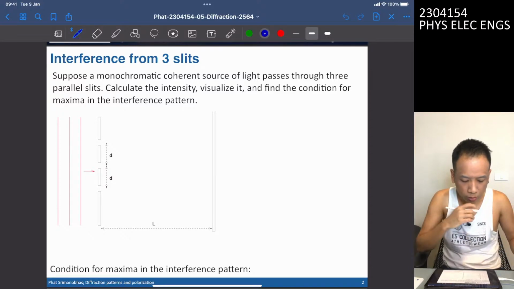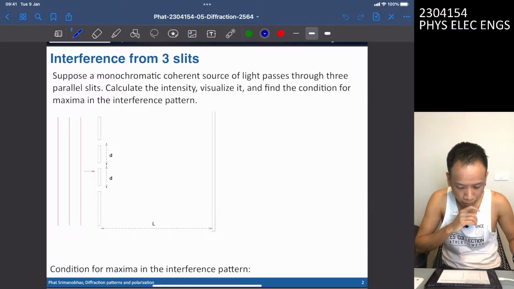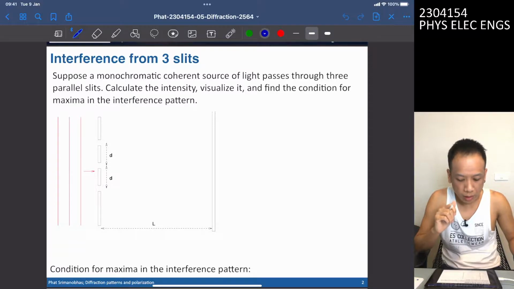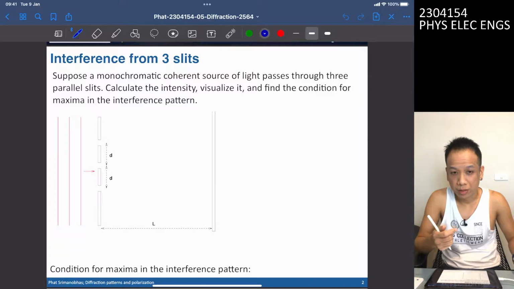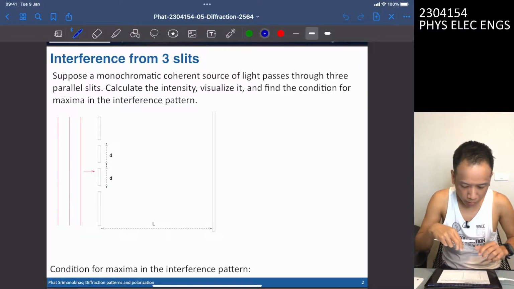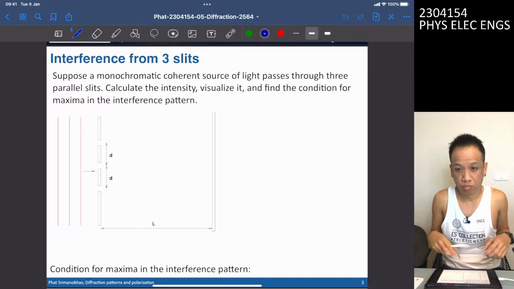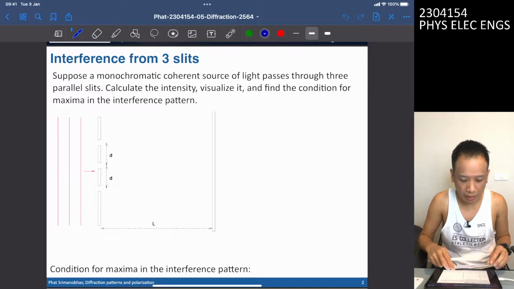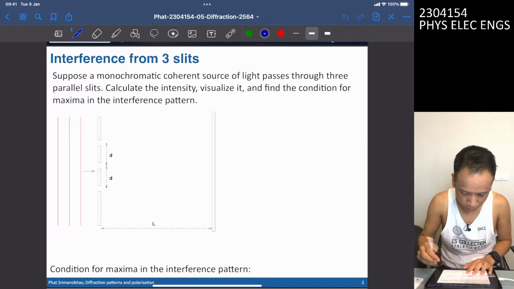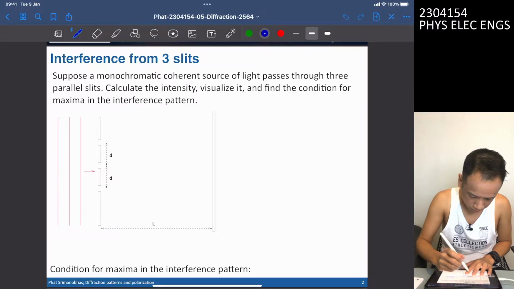Suppose we have a monochromatic coherent source of light passing through parallel slits. The question is, what is the intensity? Can you visualize how it's going to look, and find the conditions for the maxima in the interference pattern? So you have 3 slits, and basically you're doing the same as when you have 2 slits. You just point to somewhere on the screen.